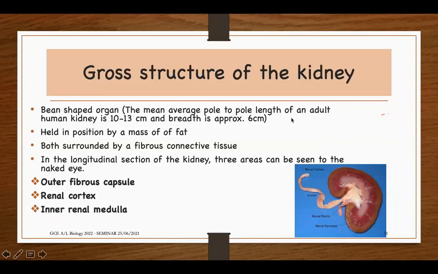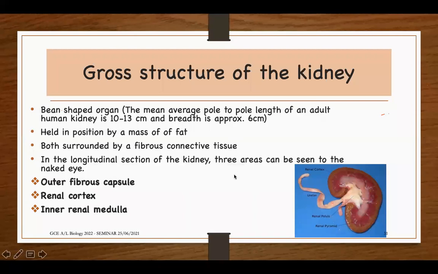It's about 10 to 13 centimeters long, and the breadth is approximately 6 centimeters. This is a real kidney, a longitudinal section. When they ask you the gross structure, you don't have to explain all about the nephron. You just have to explain the outside structure, the structure that you can see. You don't have to go into detail. It's a bean-shaped organ held in position by a mass of fat, both surrounded by a fibrous connective tissue.